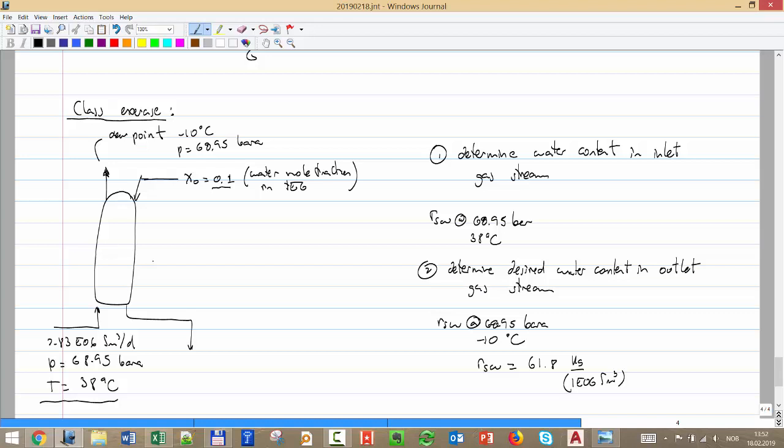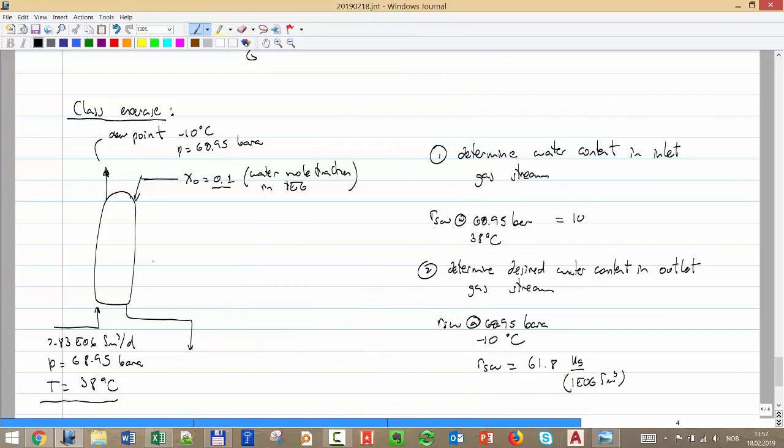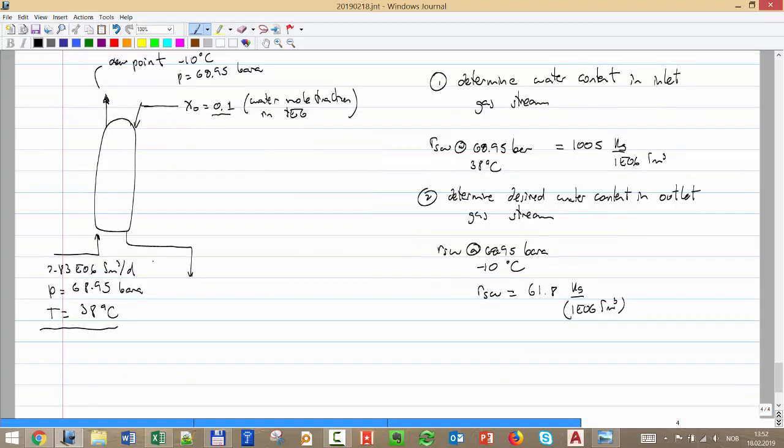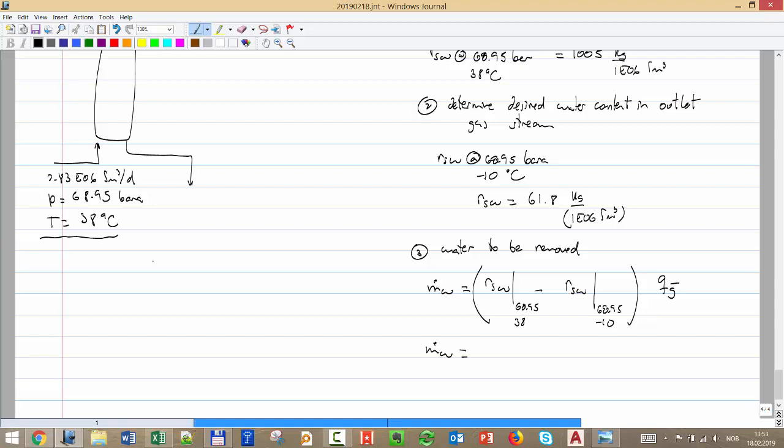And here it was 1,005. Okay, then I find out the third step. I find out the water to be removed, and that water will be RSW multiplied by the rate of gas that I have, and that was 2,600.